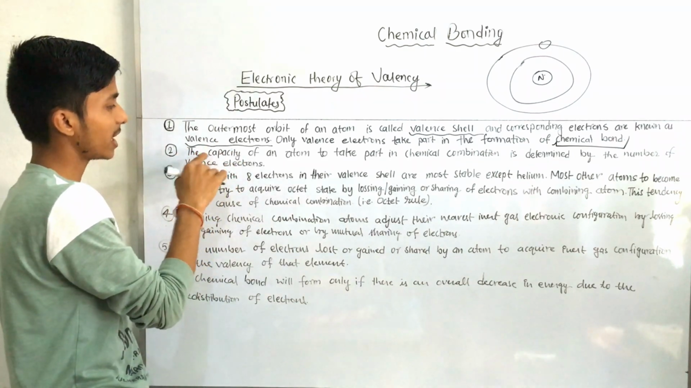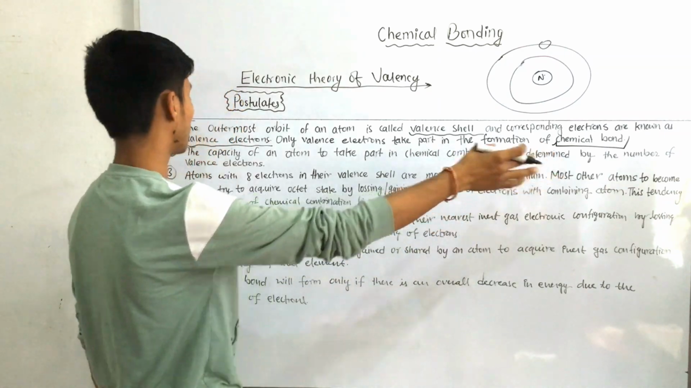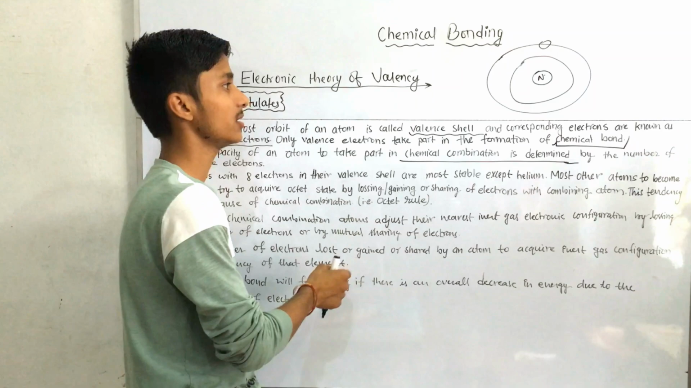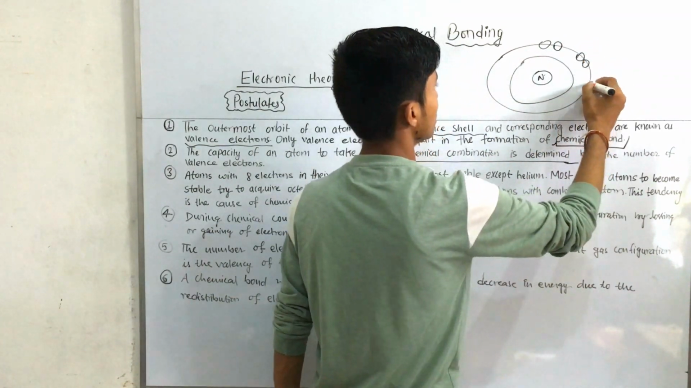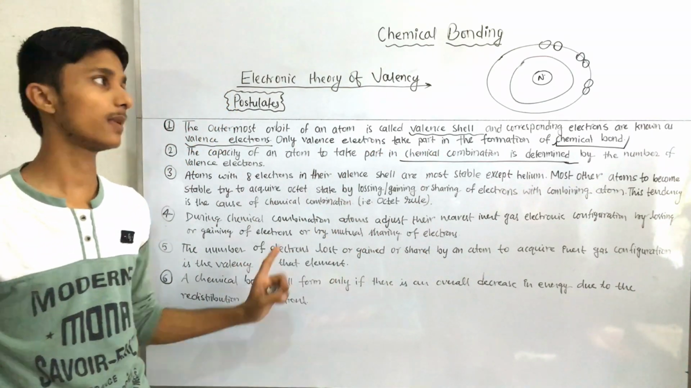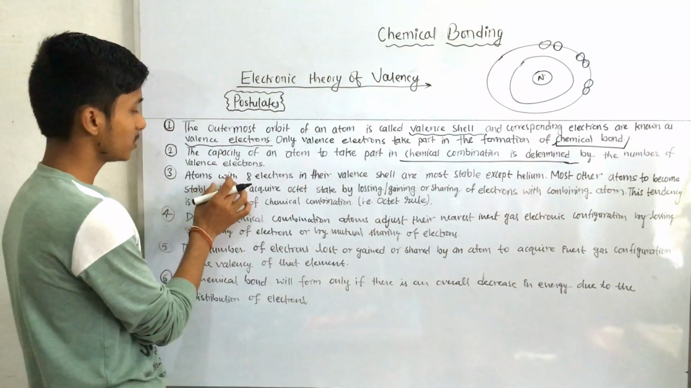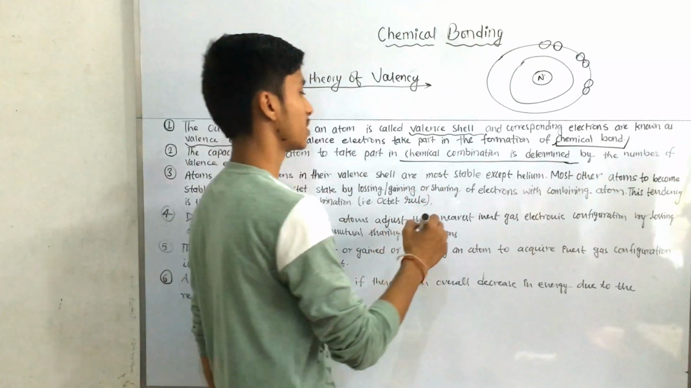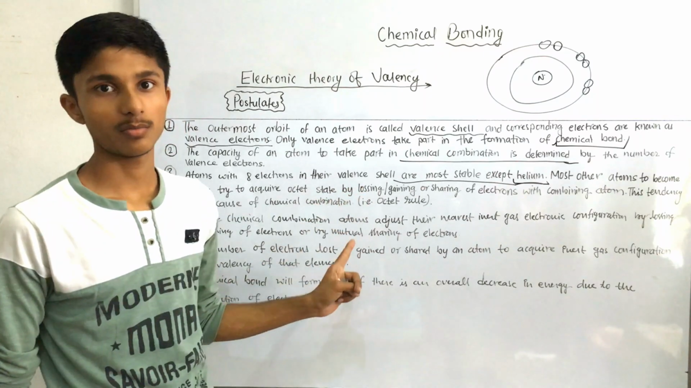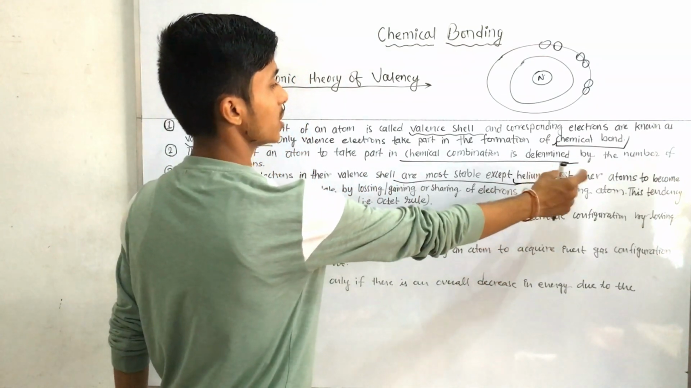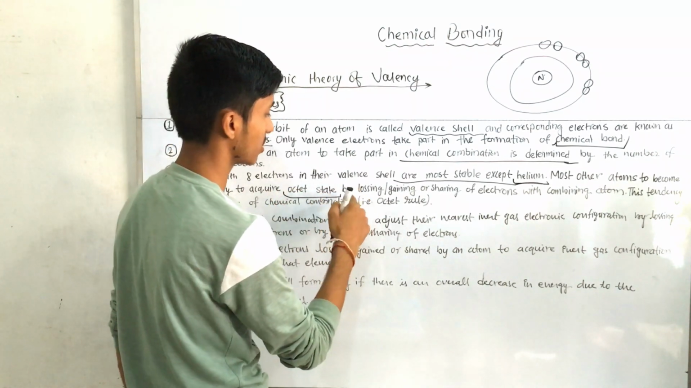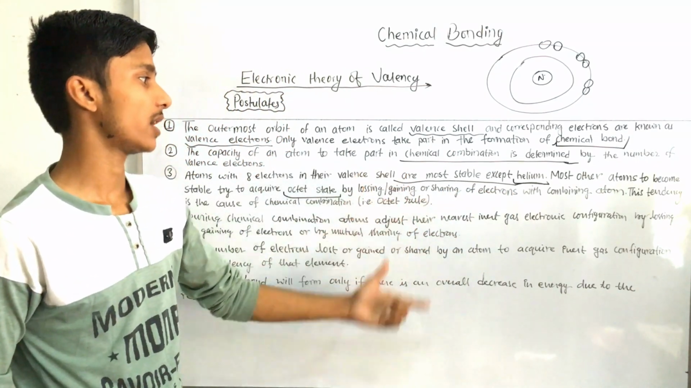Second point, the capacity of an atom to take part in chemical combination is determined by the number of valence electrons. When an atom takes part in chemical combination, this is determined only by the valence electrons present in its valence shell. Third, atoms with 8 electrons in their valence shell are most stable, except helium, because helium has 2 electrons in its valence shell and it is stable. Most other atoms, to become stable, try to acquire the octet state by losing, gaining or sharing of electrons with the combining atom.